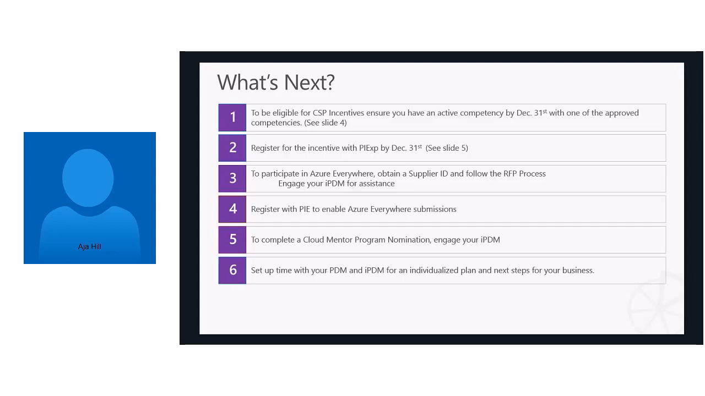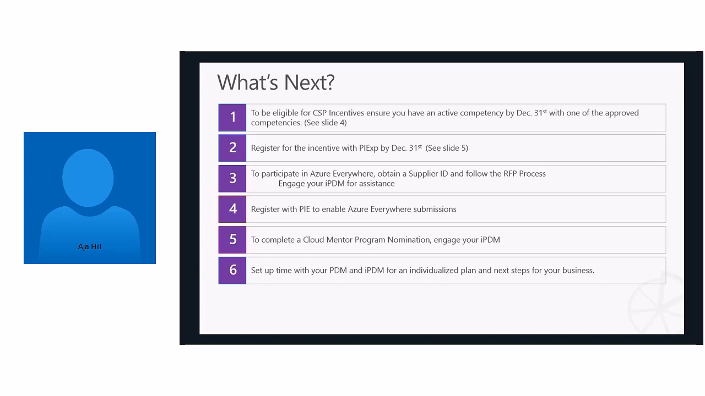All right, so head back to slide 4 to see what those competencies are and make sure yours is active through the end of December. Go register on PyXP to be able to activate the incentive for your business. If you don't, the sales from your business from July 1st through December 31st will not be eligible for the incentive.